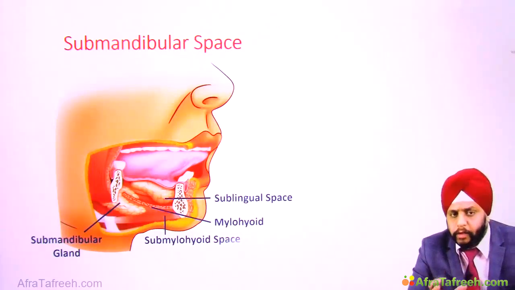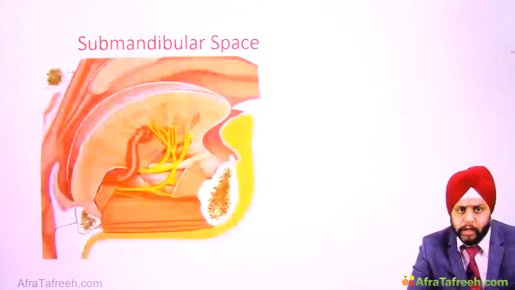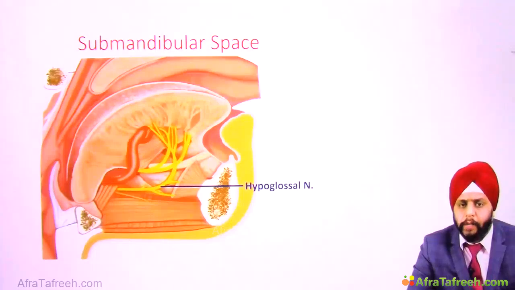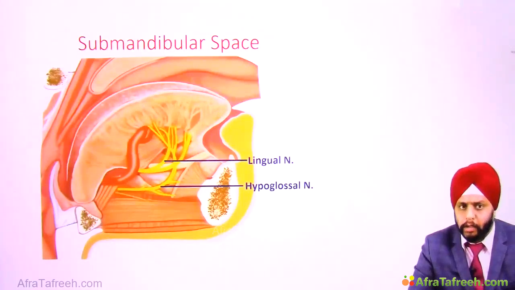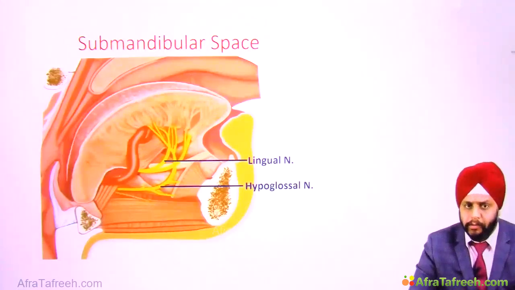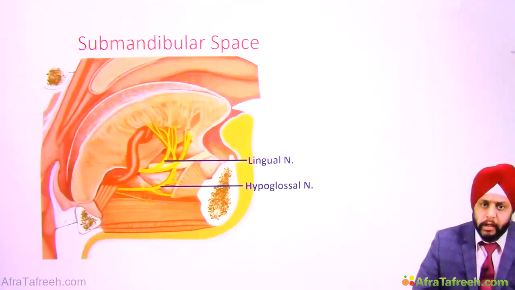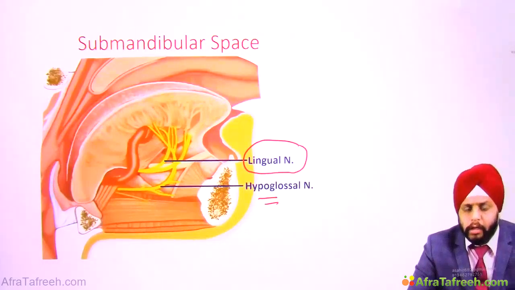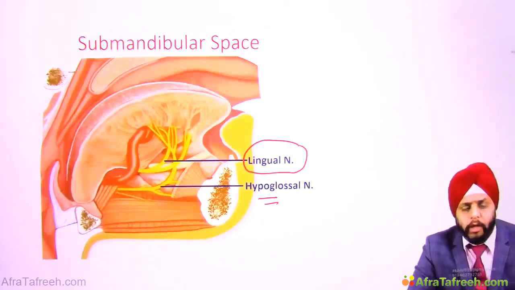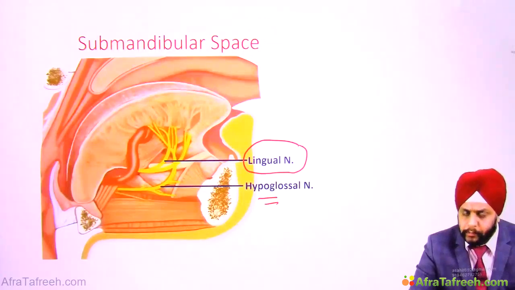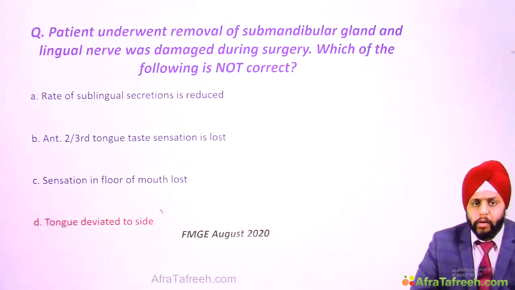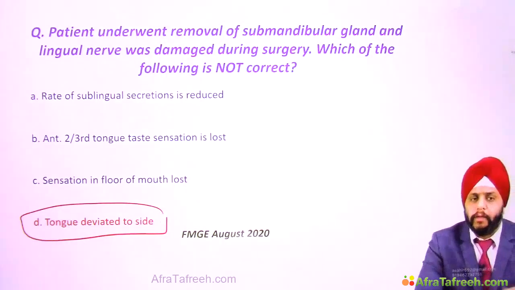So, if I am doing the surgery of this submandibular gland, let's look at another diagram. So, what do we see? Which nerves are there? We can see the hypoglossal nerve and we can see the lingual nerve. Any of these nerves can be damaged. So the question specifically mentioned that the lingual nerve is damaged. Okay, the hypoglossal nerve is not damaged. So therefore, the tongue nerve supply is normal. So the tongue will not be deviated to the other side. Right? So this option, tongue deviated to side, is a wrong option and therefore this is our answer to this question.